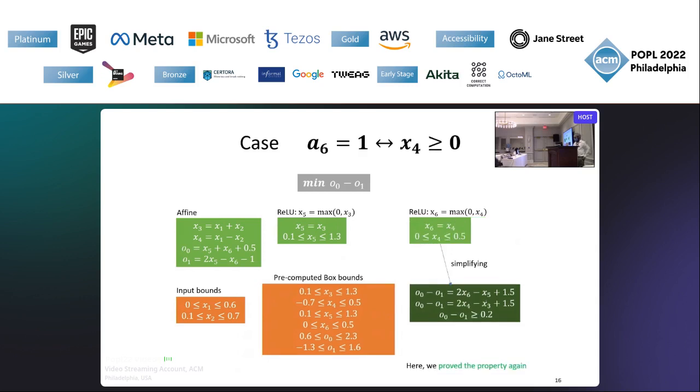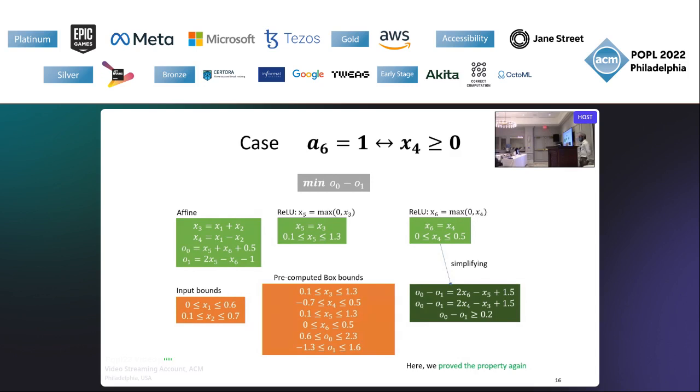Now we have to look at the second remaining case. In this case, x6 is equal to x4, and x4 is positive. You do the same thing again, you get 2x6 minus x5 plus 1.5. Now x6 is equal to x4, x5 is equal to x3. You plug in the bounds, and you again get 0.2.